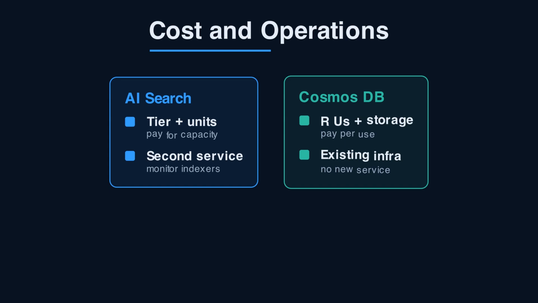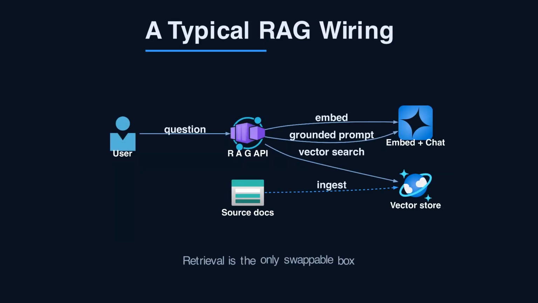Operationally, AI Search means running and monitoring a second stateful service and its indexes. Cosmos DB folds vectors into infrastructure you already operate. Run the numbers for your own corpus size and query rate, and always check current pricing in the Azure docs because both models change.